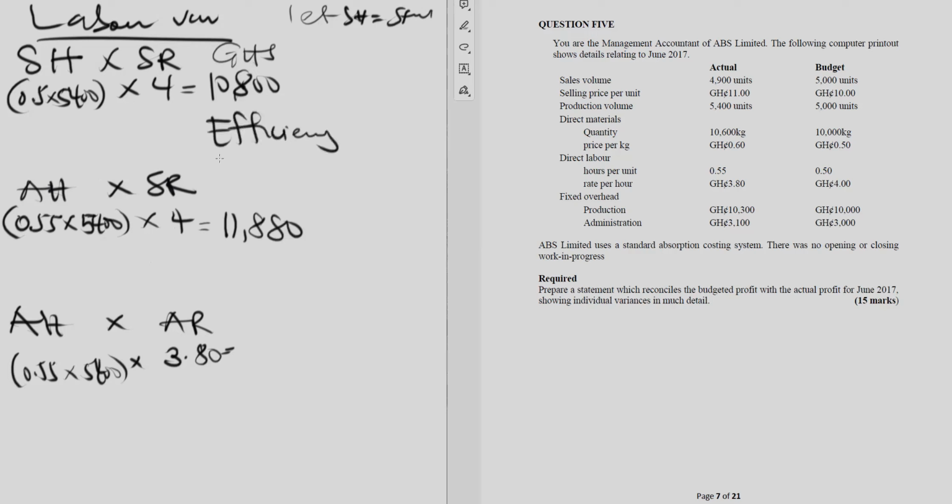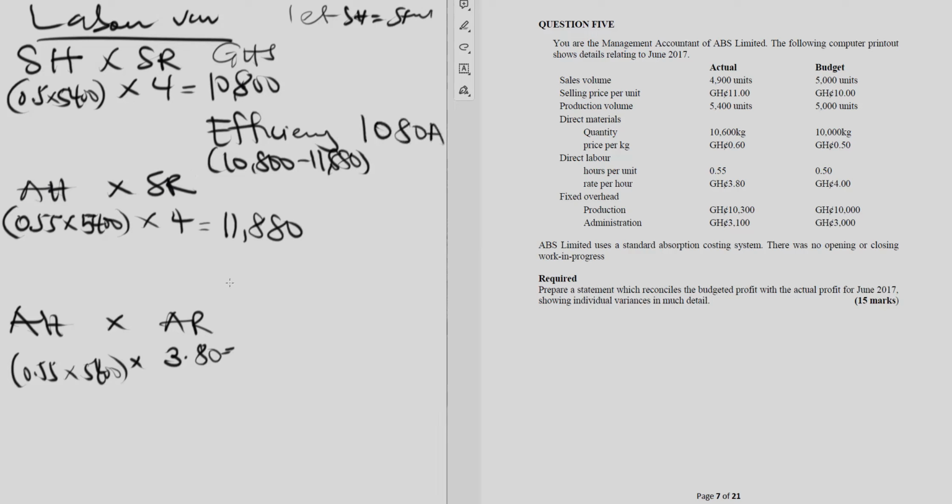So for efficiency, we have 10,800 minus 11,880. That means this gives us an adverse variance. So 10,800 minus 11,880 gives us an adverse variance of 1,080 adverse.